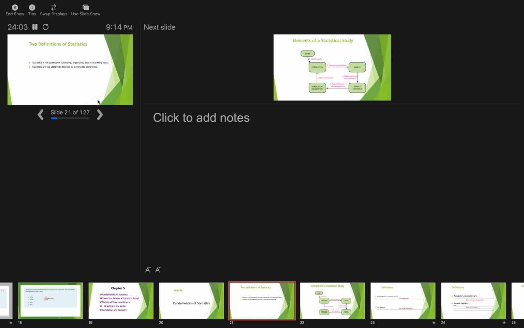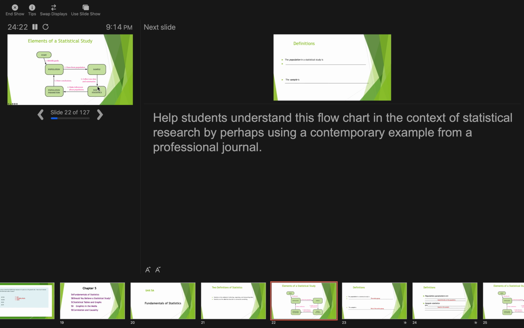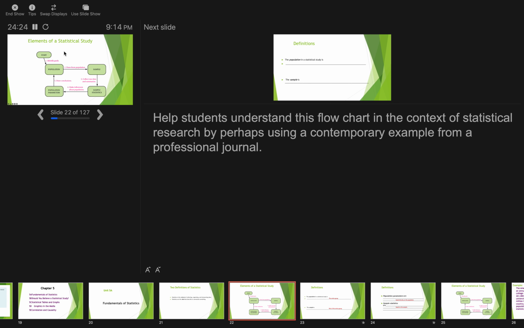Statistics is the science of collecting, organizing, and interpreting data. If you're into sports, boy oh boy, all of this stuff that they use now about analytics is a fancy word for statistics. Statistics are the data that describe or summarize something that's going on. Now, the elements in a statistical study, and it's important that you understand that, where you start is always to identify the goals. What's the purpose of this data? What are we doing with it?